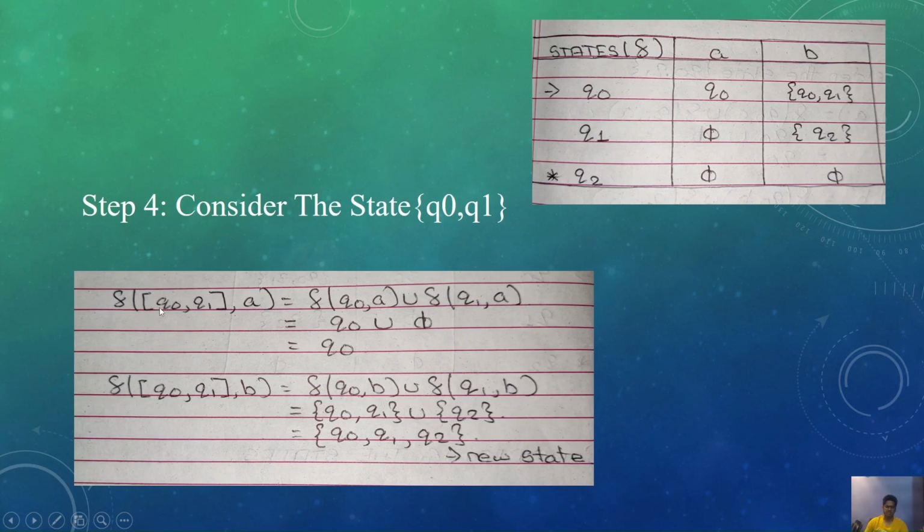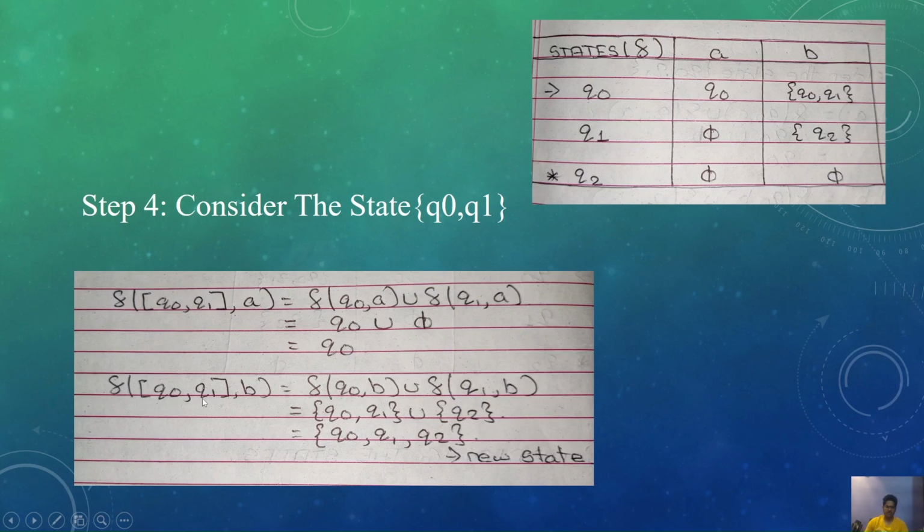So the epsilon closure of Q0 comma Q1 comma A is equal to epsilon closure of Q0 comma A union of epsilon closure of Q1 comma A. Q0 comma A is Q0 and Q1 comma A is the null state. So the union of Q0 comma null is equal to Q0.